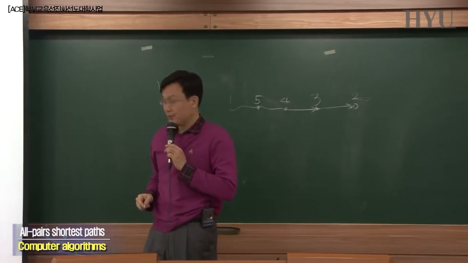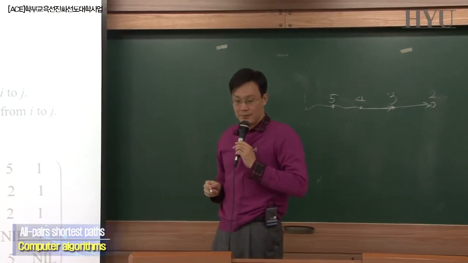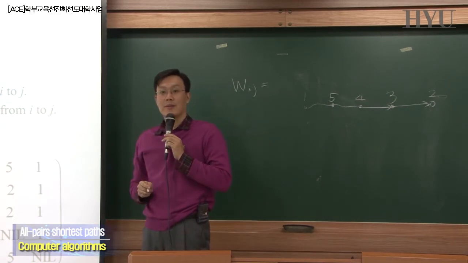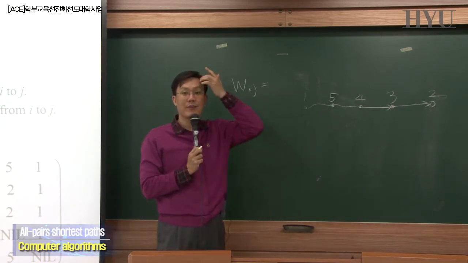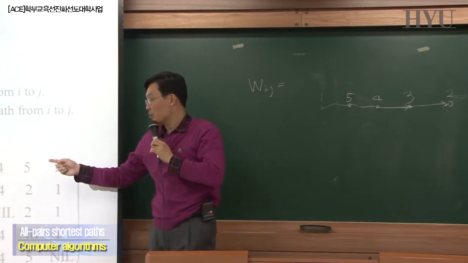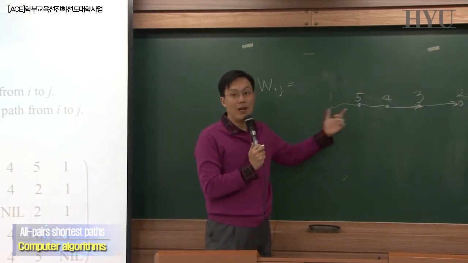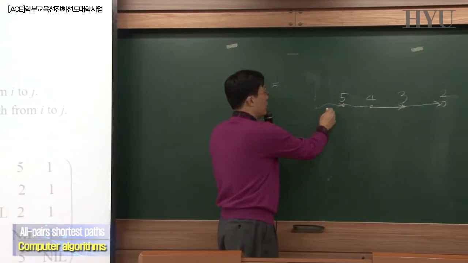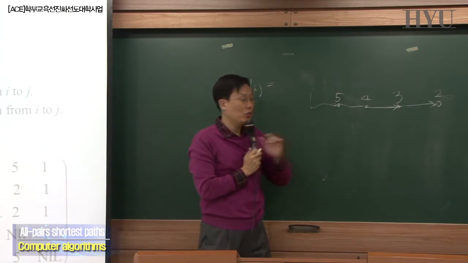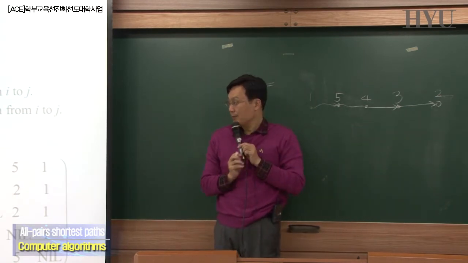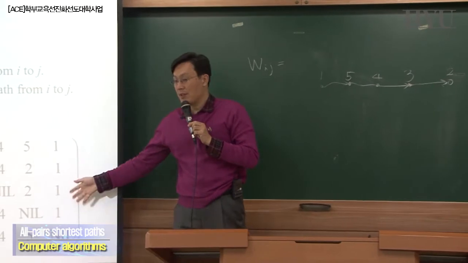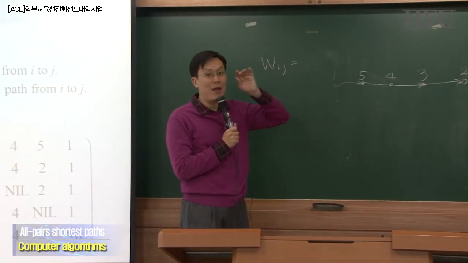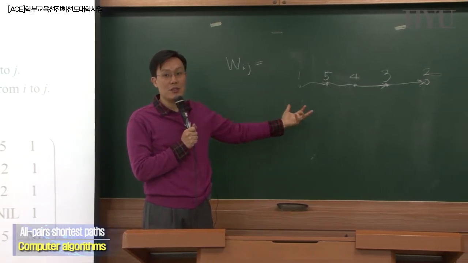And next, what's the predecessor of 5? Yes, we have to check out the entry 1, 5. 1, 5, it's 1. So this is the shortest path from 1 to 2. So if this predecessor matrix is given, we can construct the shortest path between two vertices in this way.